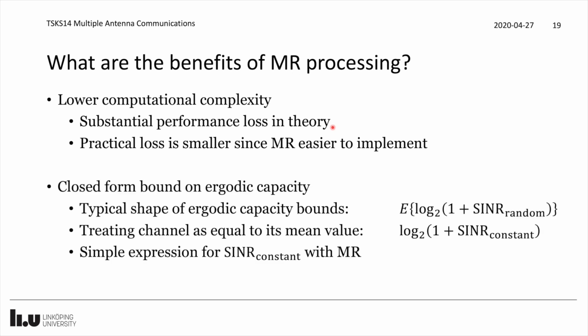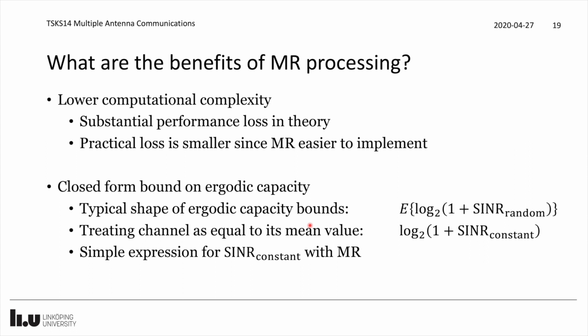Another benefit of MR is that we can get closed form bounds on the ergodic capacity. So the typical shape of an ergodic capacity bound, or ergodic capacity itself, is that we have an expected value of the logarithm of 1 plus an SINR expression, which is a random number. So it depends on the realization of the channel in a particular coherence interval, and then we compute an expectation with respect to that. And what we have been doing when we are dealing with maximum ratio is to treat the channel as being equal to its mean value.